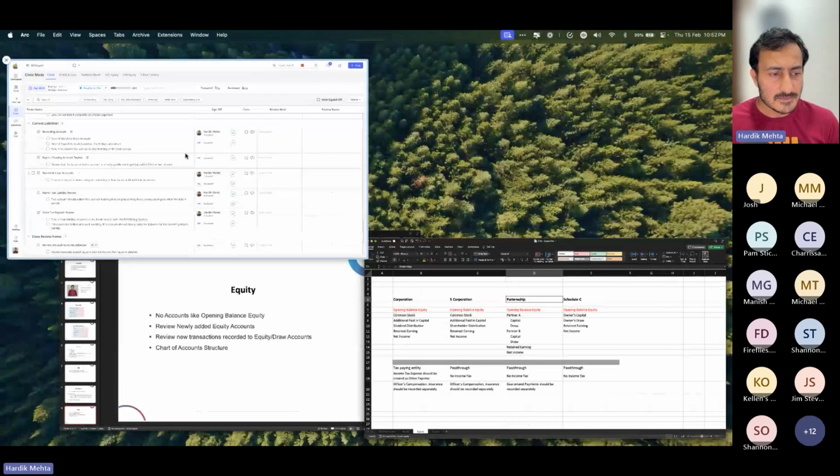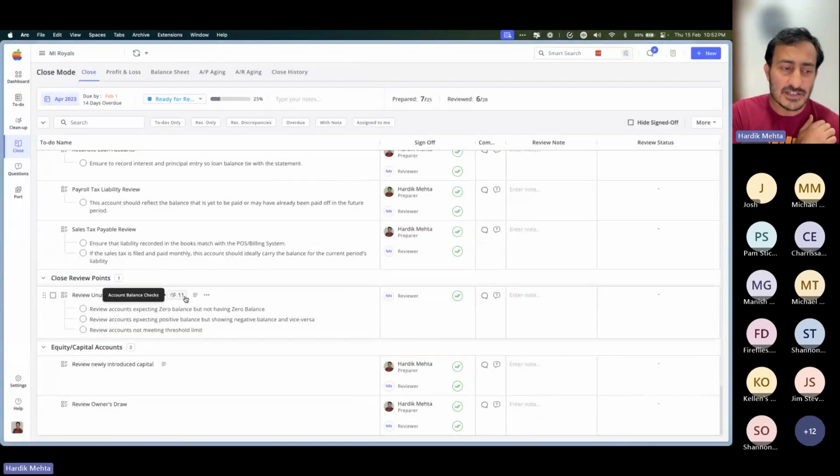Now with the equity, there are a few things that I personally keep an eye on. Number one is what the new transactions are, especially with the introduction of capital, common stock, or distributions, or draw, right? First of all, it's not so common to see new equity transactions every month, right? But it's very important when we are doing the year-end close to find out what new equity transactions have been done. We just want to make sure they are recorded correctly, right?